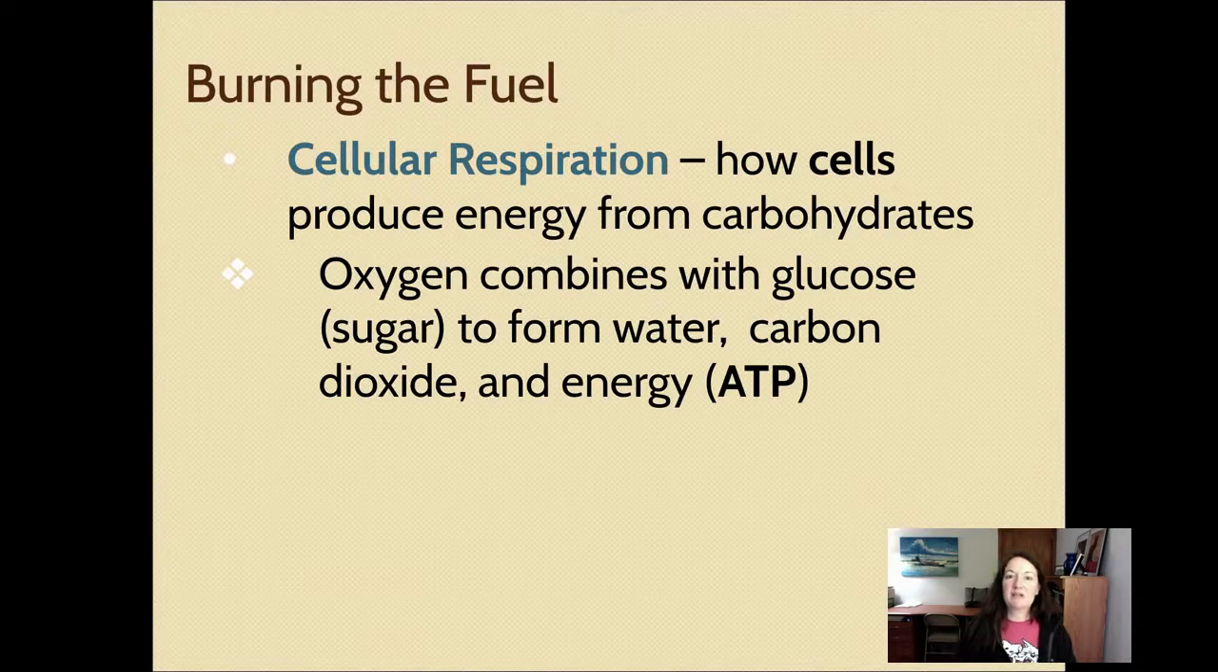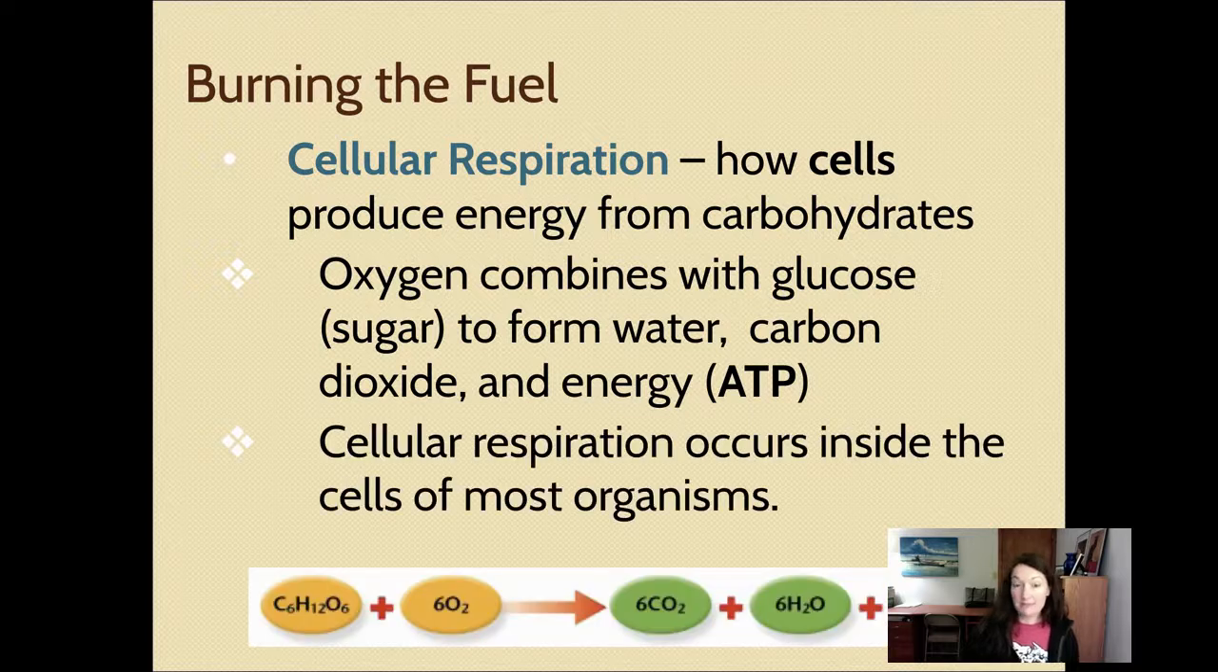It is how cells produce their energy from carbohydrates, so sugar, glucose. What happens, again, is the reverse of photosynthesis. You have oxygen combining with the sugar to form water, carbon dioxide, and then you also get the energy in the form of ATP. If you remember that term from biology, that was adenosine triphosphate. That's the energy molecule in organisms.